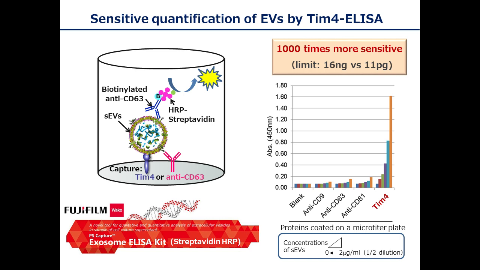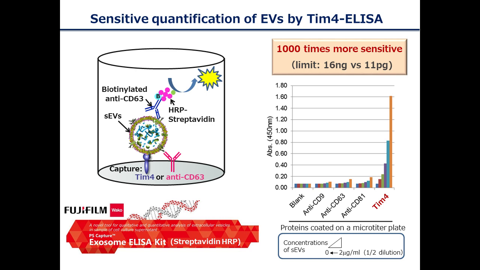Here, proteins known to capture SEVs, such as TIM4 or anti-CD63 antibody, were coated on a microtiter plate, and various concentrations of SEVs were allowed to be captured by them. The captured SEVs were detected by biotinylated anti-CD63 antibody followed by HRP-conjugated streptavidin. As expected, TIM4 captured SEVs much more efficiently than other capturing antibodies, enabling about 1,000 times more sensitive and linear dose-dependent quantification of SEVs by ELISA.